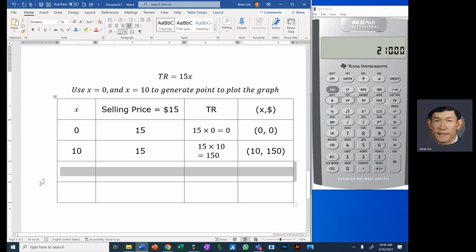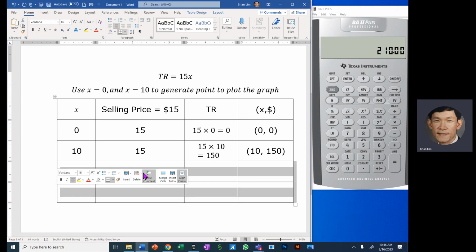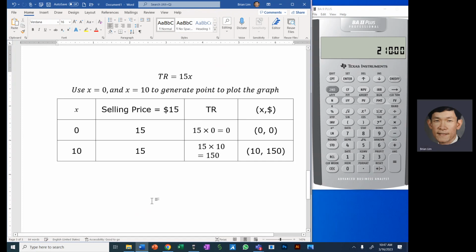And if we wish, we can get rid of these. We can go and say delete, and we delete the rows. Is it? Yeah. Okay. So there we are. So we have our nice table generated. So those are the 2 points, 0, 0, and 10, and 150.